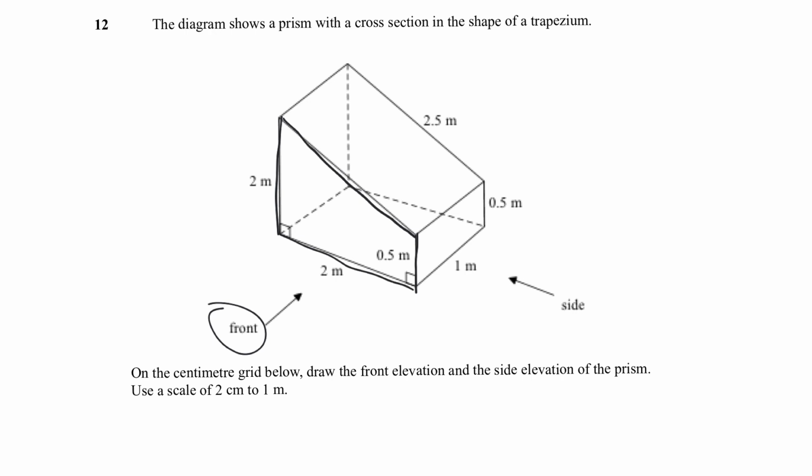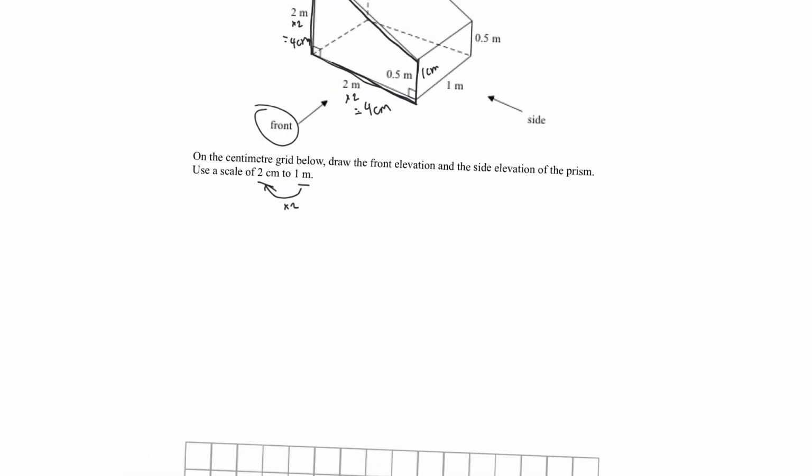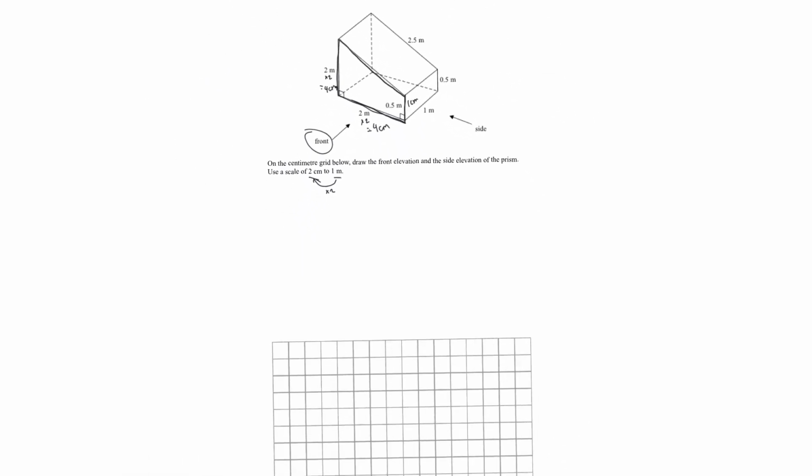And then here it's giving us a scale. It says 2 centimeters is equal to 1 meter. So if we want to convert the meters into centimeters, times by 2. To go from 1 to 2, times by 2. So times everything by 2, and that would be the equivalent in centimeters. So it will be 4 centimeters, 4 centimeters, and 1 centimeter. If we draw that on our grid, I'm just going to zoom out so you can see the shape as well.